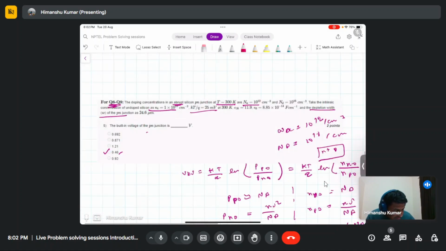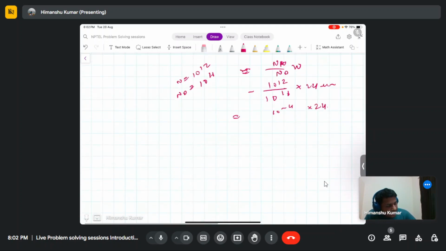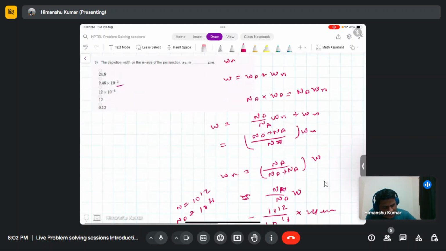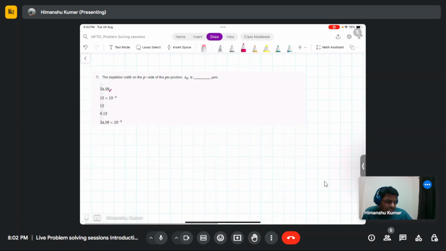So this depletion width is given as 24.6 micrometer, and this will become 2.46 into 10 power minus 3 micrometer. So the correct answer is this one. Similarly, in the p side, you can substitute Xn as Nd by Na times Xp.